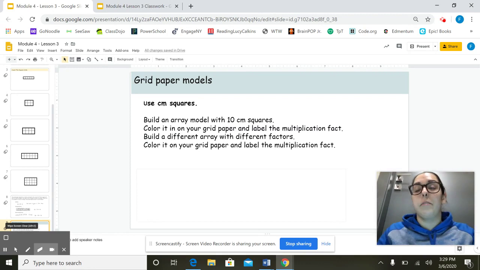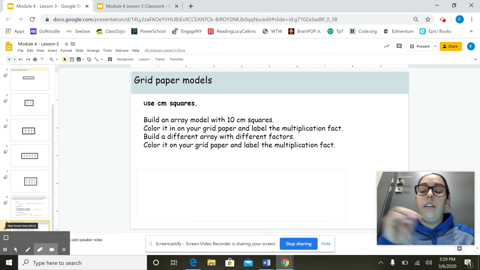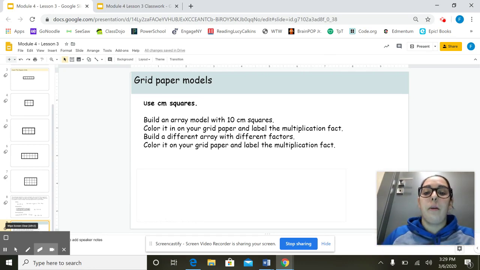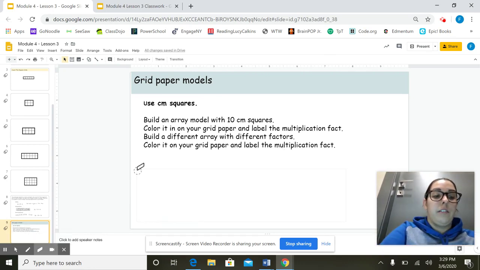So using different numbers, let's say now I'm going to use 2 rows. How many would I have in columns? Okay, and you're going to color it on your grid paper and label it with a multiplication fact.